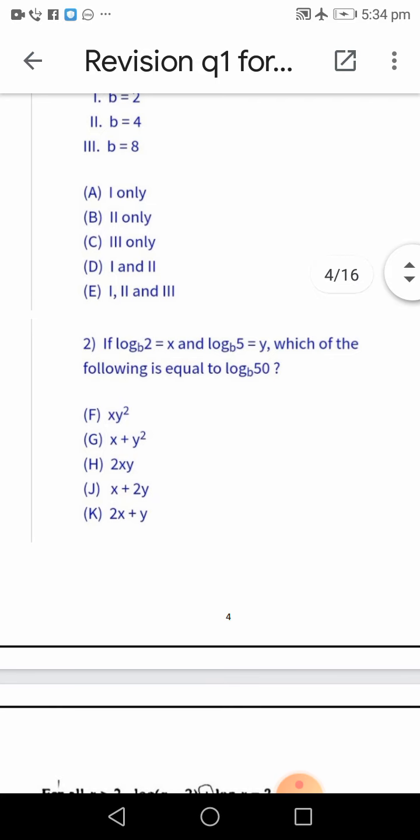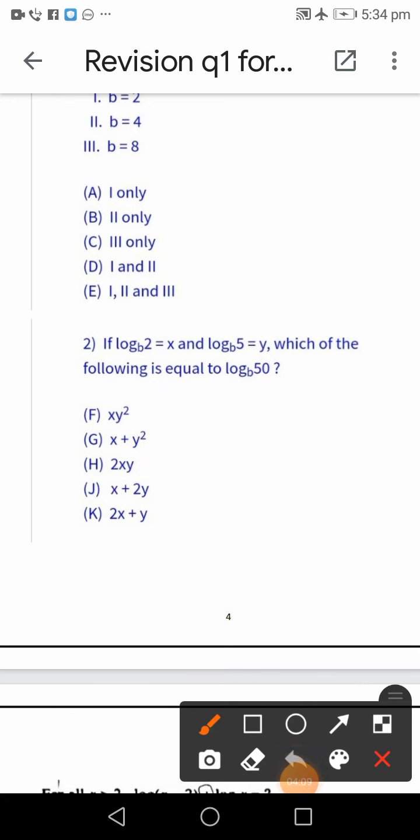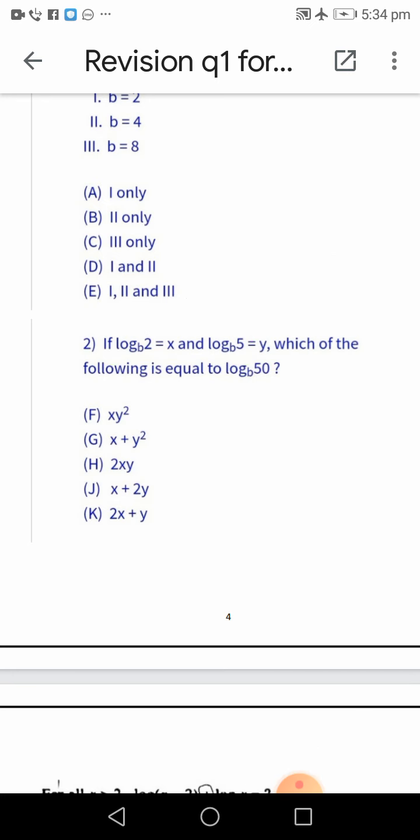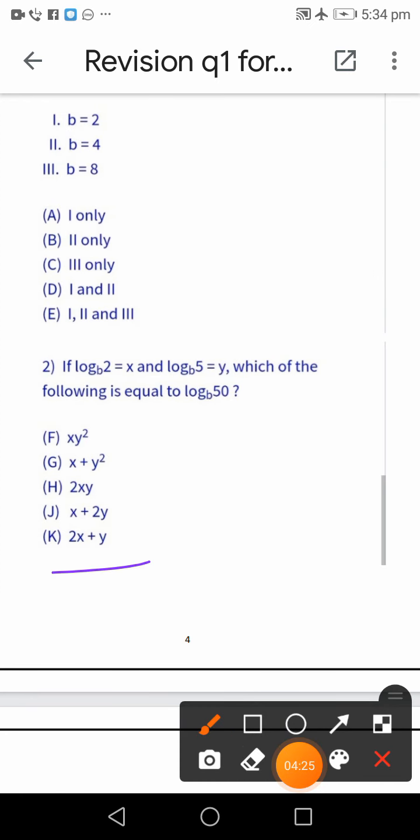What about here? Can you solve it by calculator? Of course not, because it's a variable, so I can use the properties of the log. I want log base b of 50, so I want an operation to get 50 from here. If you multiply 2 times 5, do you think you will get 10? If you look at the choices, you will find adding, so you will use the properties of multiplying to adding and adding to multiplying. So I will think about this: if I have 2 times 5, it will be 10, right? But I want log 50.